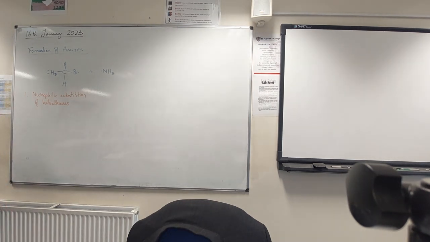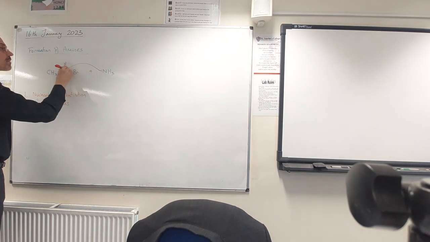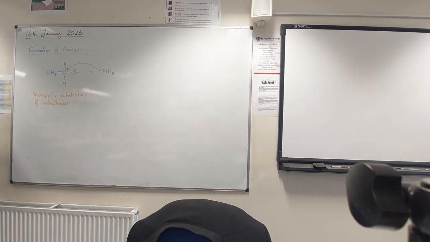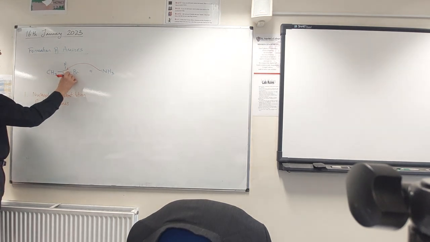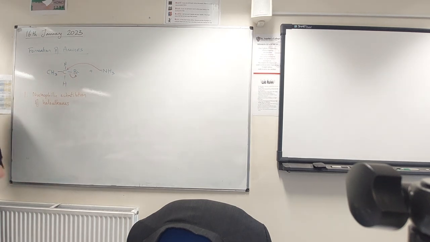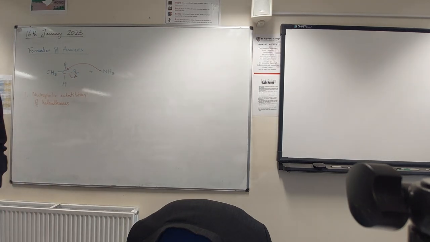Where's my arrow going to go? Here's the carbon, from the lone pair to the carbon. Any other arrows we would need? From the bond, from the C to Br, the CBr bond to the Br.